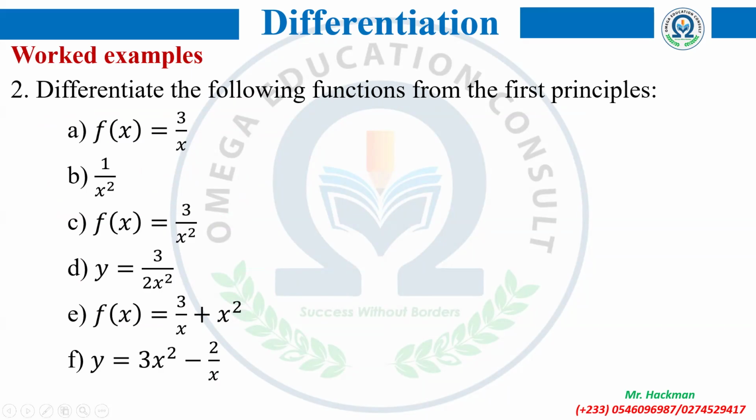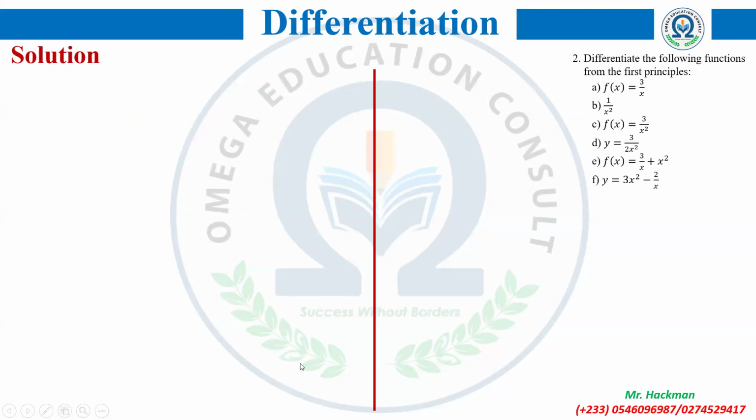This is what we are going to do in terms of the solution presentation. Questions are numbered because your solution must be numbered as well. So question number 2, solution number 2, then A. We underline: differentiate from the first principle. Very critical. If you fail to differentiate using the first principle, you will not score any marks, so you have to adhere strictly to the instruction. Given A, f of x is equal to 3 over x.